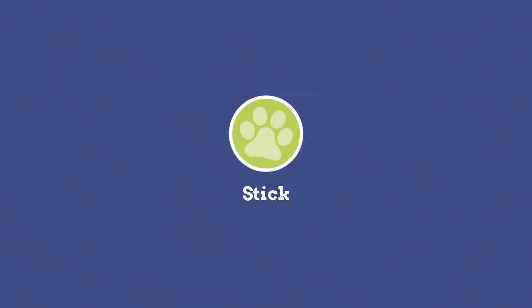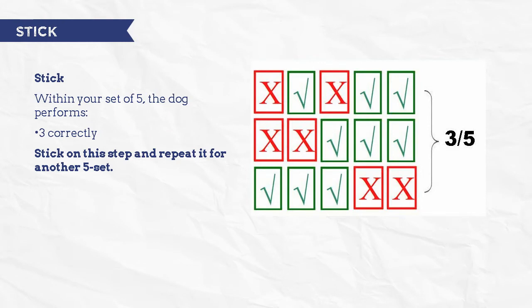Stick. We would use a stick if within your set of 5, the dog performs 3 correctly. It means that they're doing okay, but they need more practice, and so we would stick on this step and repeat it for another 5 set. From there, we would reassess. Does the dog get a push, a drop, or a stick?